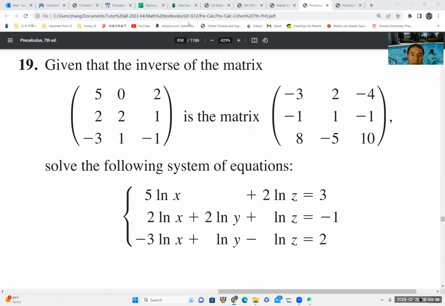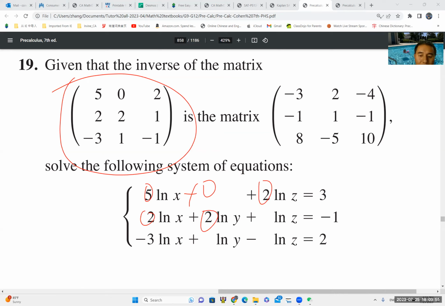Okay. So first, let's see. You say this matrix is just the coefficients of this, right? 5, here you can think it's 0. Then 2, 2, 2, 1. Think this is 1. Then -3, 1, -1. Right?